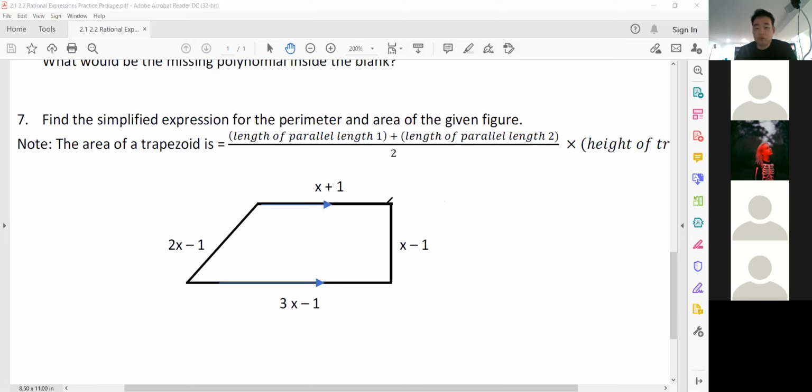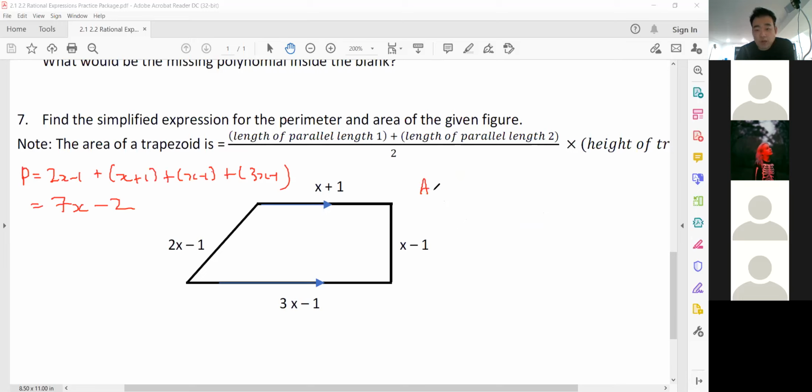So I'll just go through it. For people, I believe everyone is out. Perimeter, I'm just going to add 2x minus 1 plus x plus 1 plus x minus 1 plus 3x minus 1. Put that together, it should be 7x minus 2.